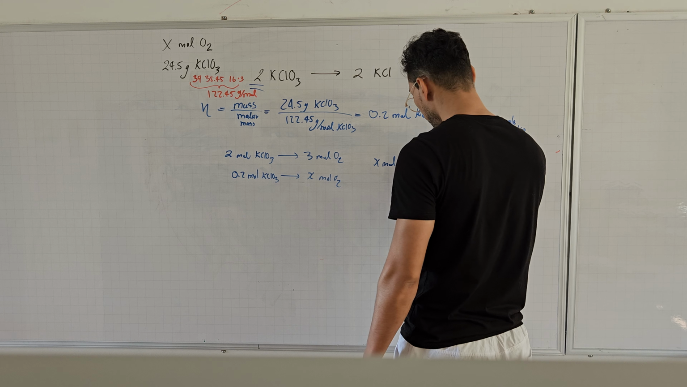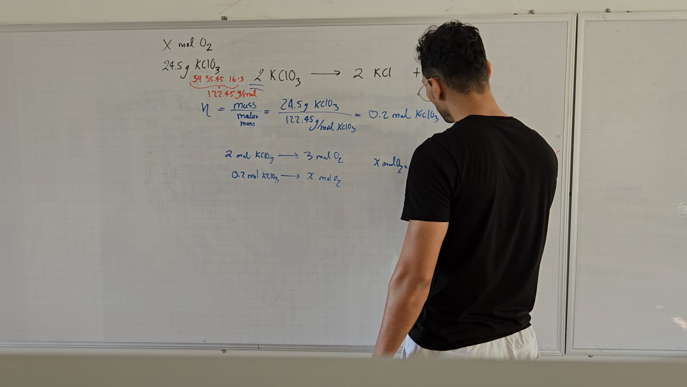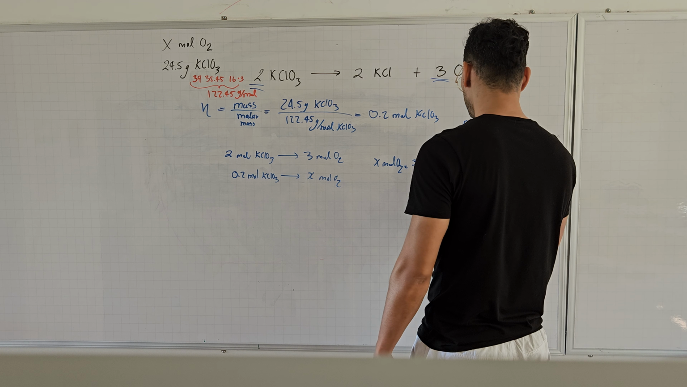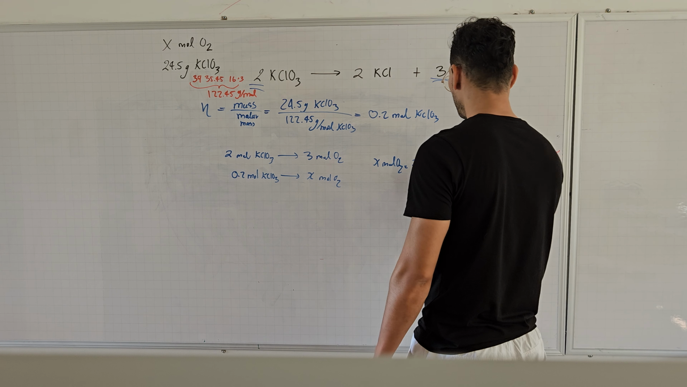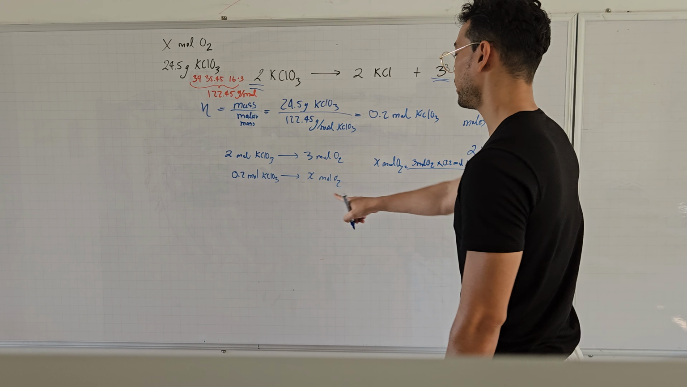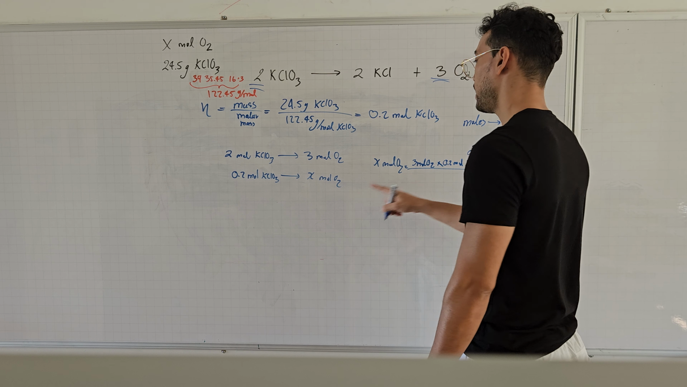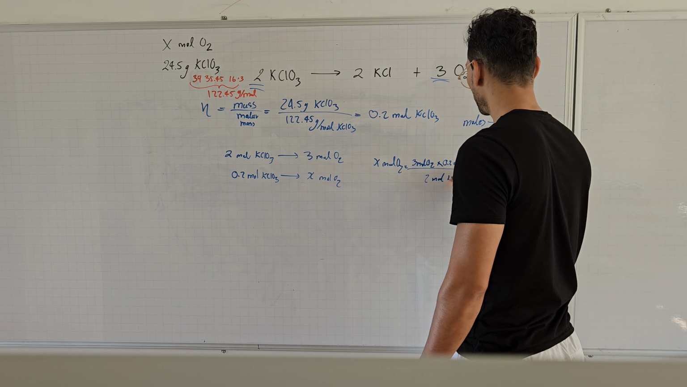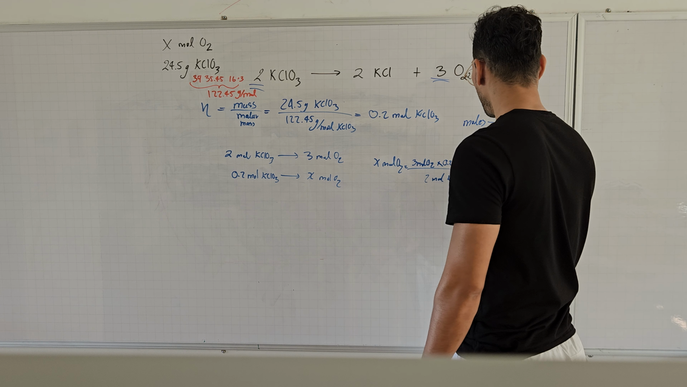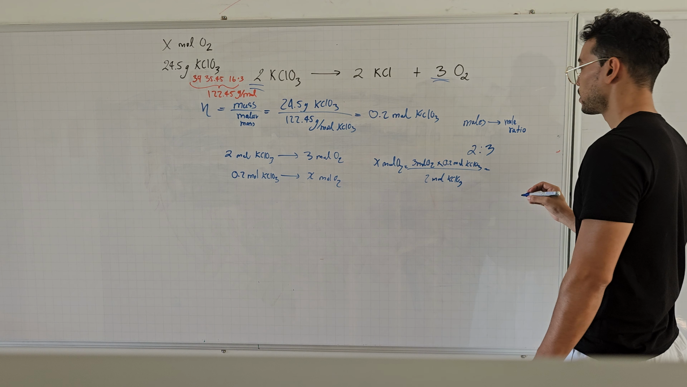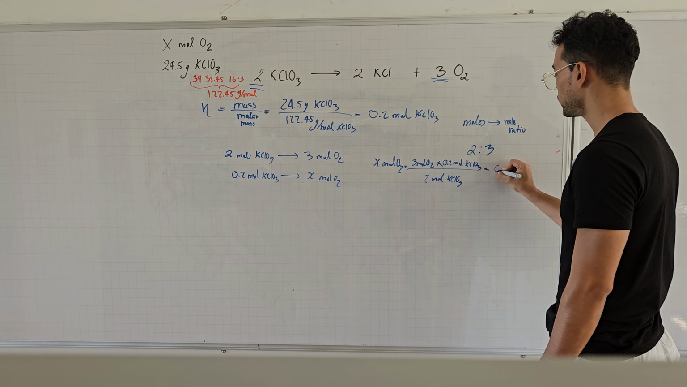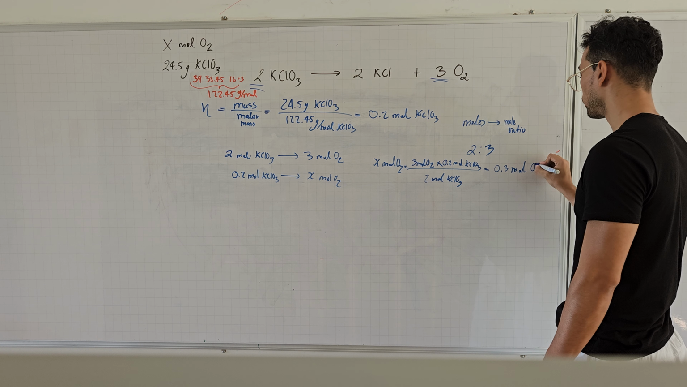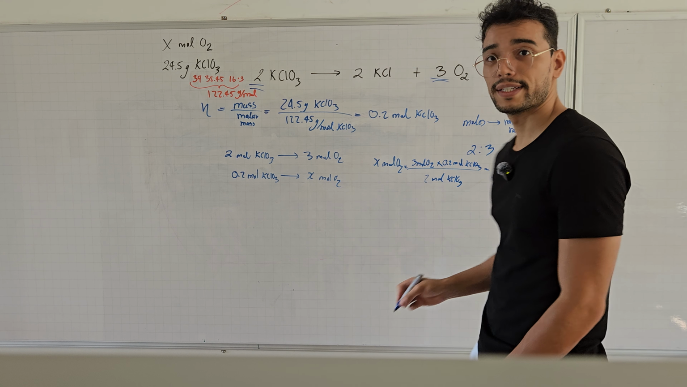Clear the equation. So just clear x moles of oxygen, and that will be 0.2 times 3 divided by 2. So it will be 3 moles of oxygen times 0.2 moles of potassium chloride, and that divided by the 2 moles of potassium chloride. How much would this be? It would be 0.3 moles of oxygen, and that's it. Easy peasy.